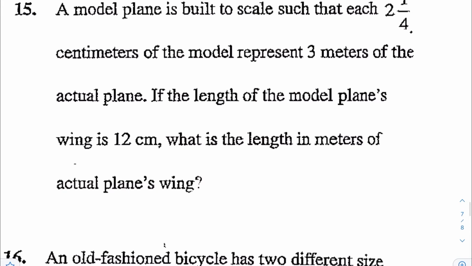Right, for number 15, a model plane is built to scale such that each 2 1/4 centimeters of the model represents 3 meters of the actual plane. If the length of the model plane's wing is 12 centimeters, what's the length in meters of the actual plane's wing? So here you have this scale. You can use that to make a proportion. 2 1/4 centimeters corresponds with 3 meters.